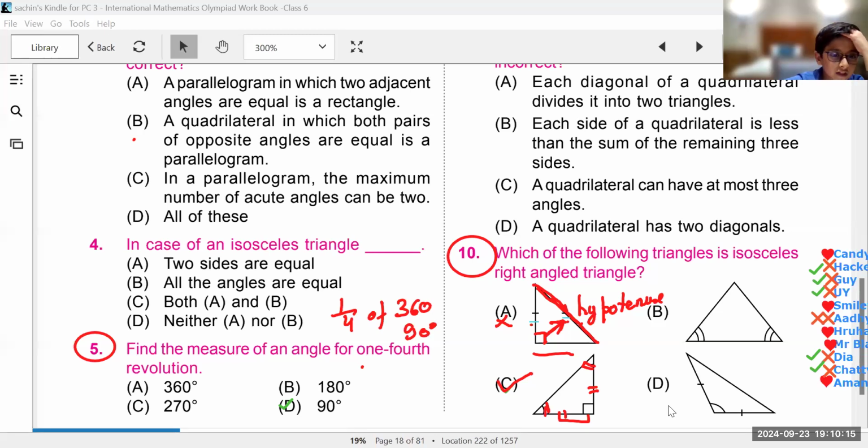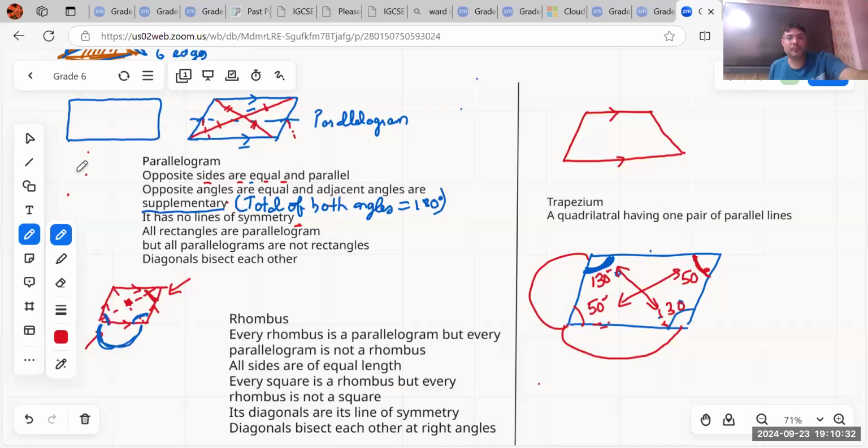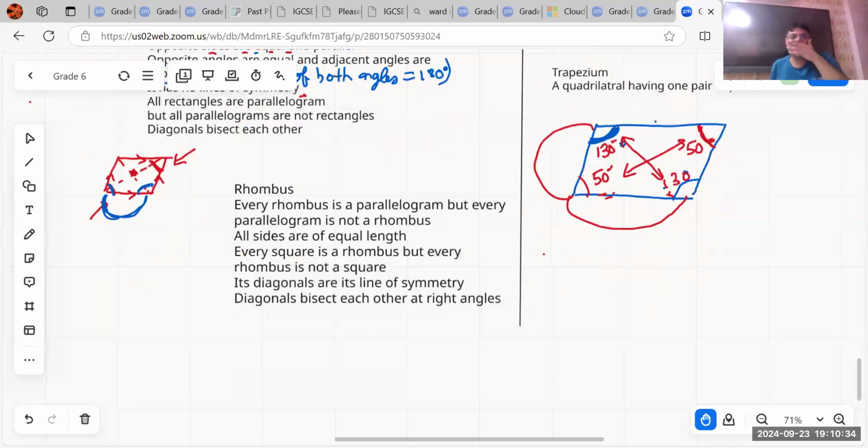So the revolution means the Earth's revolution? No, revolution means anything. Rotation, revolution, it means anything. Just a complete round. Yes. Next one.